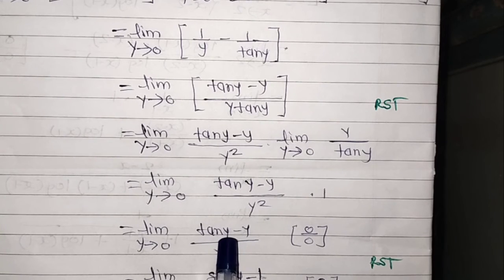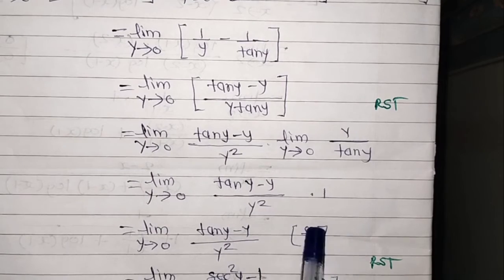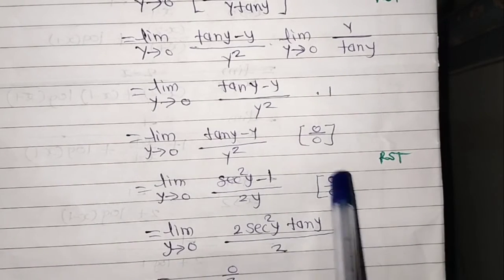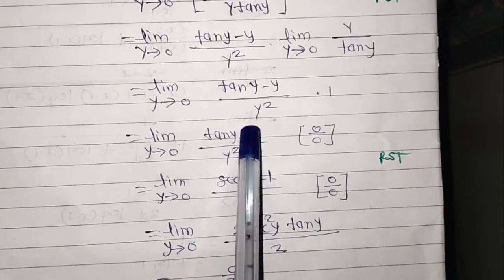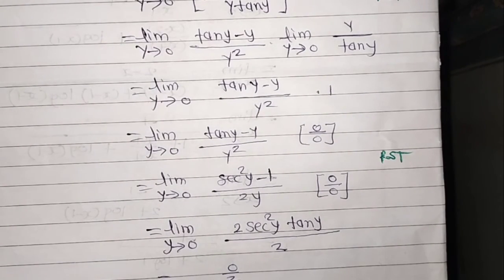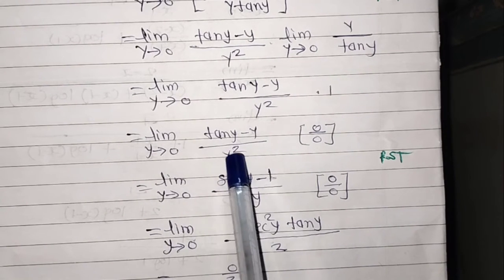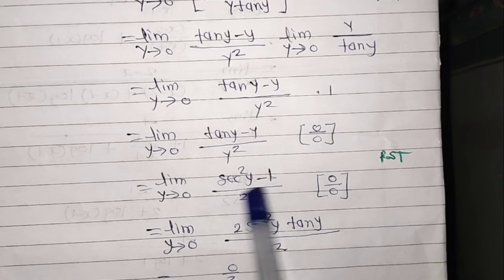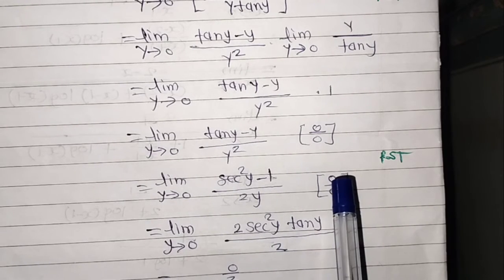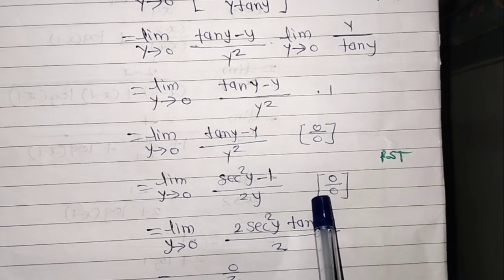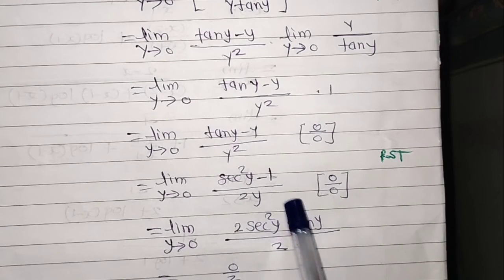As y tends to 0, tan 0 is 0, 0 minus 0 upon 0, that is 0 by 0 form. Hence we use here again L'Hopital's rule or L'Hospital's rule, which is equal to take derivative of numerator and denominator. This is equal to limit y tends to 0, derivative of tan y is sec square y minus derivative of y is 1 and derivative of y square is 2y, which is also, sec 0 is 1, 1 minus 1 is 0, upon 0, y tends to 0, 0 by 0 form. Again we get here 0 by 0 form, so that again we use L'Hospital's rule.